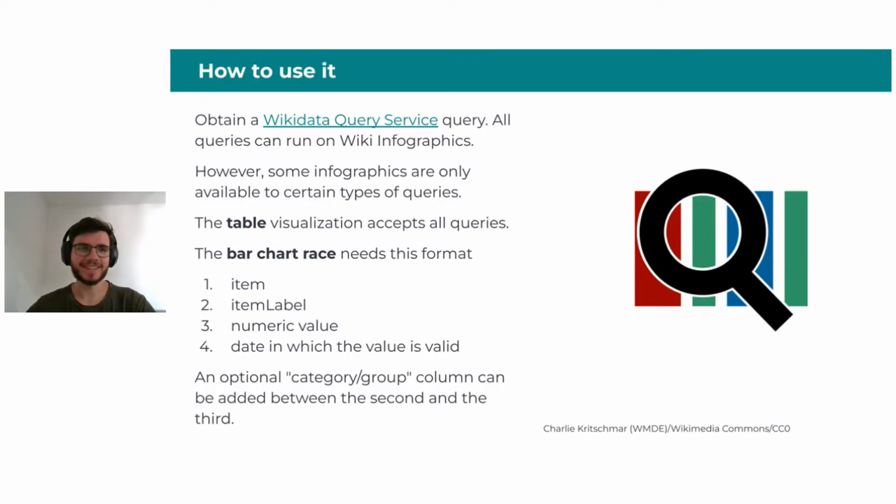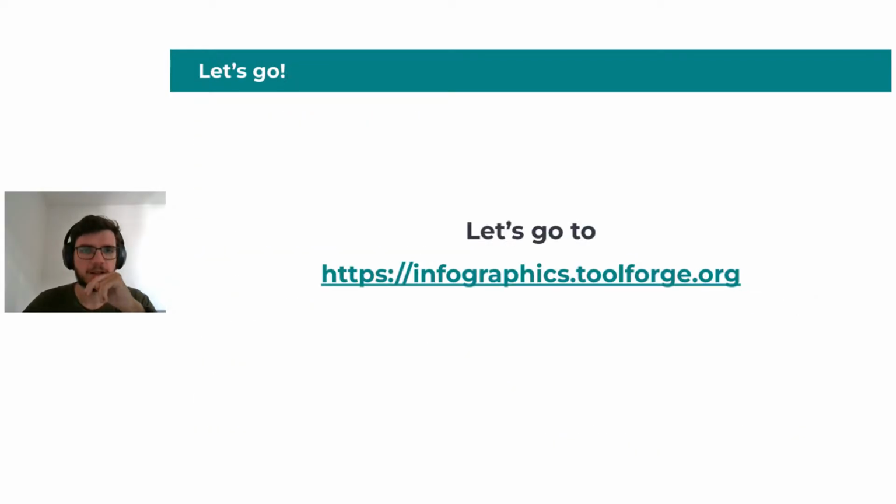So let's see an example, and let's go to Wiki Infographics to see it working. Let's start with where we can access Wiki Infographics. You can access it at infographics.24.org. That's the website. And once you go there, you just need to put a query and run. You don't need to log in to use Wiki Infographics.